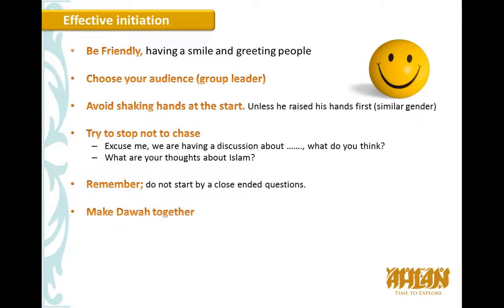Make da'wah together. Don't make da'wah alone, which means when someone has stopped and you are beginning chatting with him about Islam, it is preferable that someone is with you. So you are two making da'wah, but remember, only one speaker. Most probably if someone alone stops, two is quite enough as a number. Don't ever make two persons speaking, only one speaker at a time, and you must decide before someone stops which one of you is going to speak.